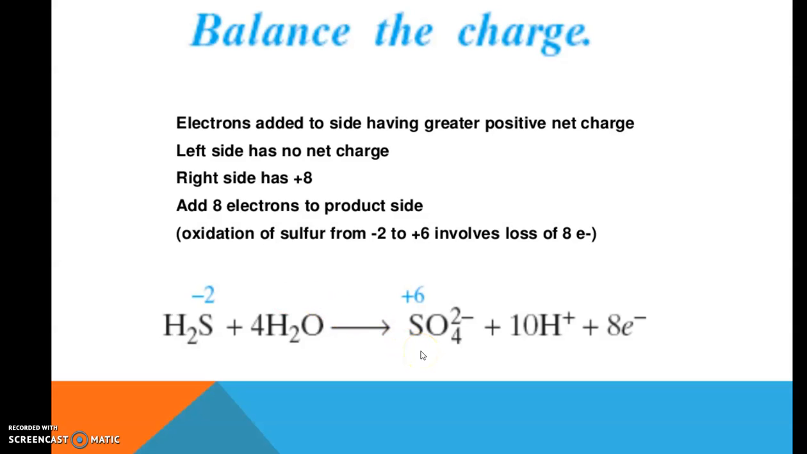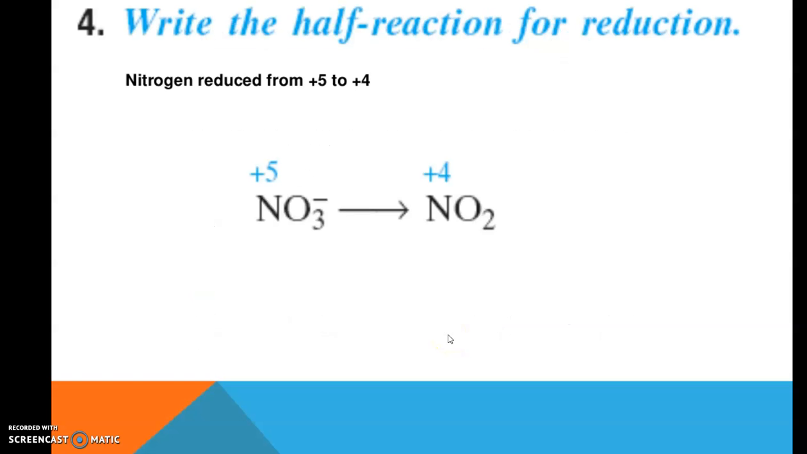We'll see the right side. The right side has plus 8 charges. 8 charges is there. So we have to add 8 electrons. So you have to identify the oxidation number, because minus 2 to plus 6 is a loss of 8 electrons. So we can add 8 electrons.